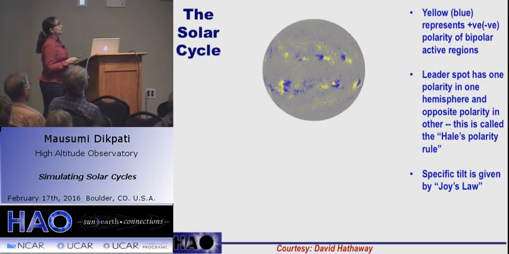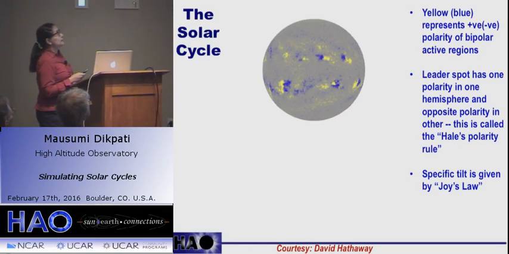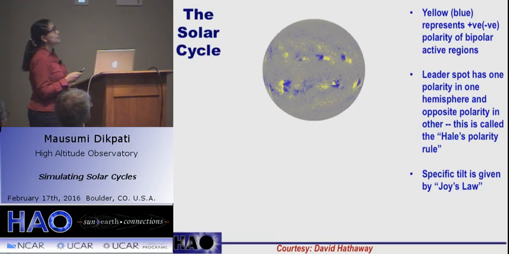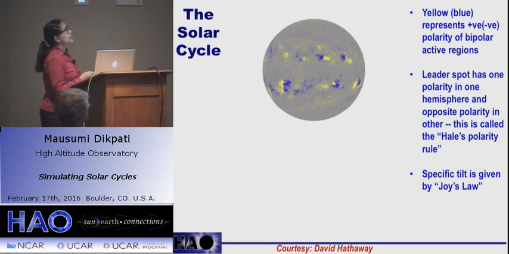This is a magnetogram picture. Here the yellow and blue represent the polarities of bipolar active regions. You can see that the leader spot has one particular polarity in one hemisphere and the opposite in the other hemisphere. This is generally called Hale's polarity rule. Also, you can see the specific tilt. In one hemisphere it has one fashion, in the other hemisphere the opposite. This specific tilt is given by Joy's law.